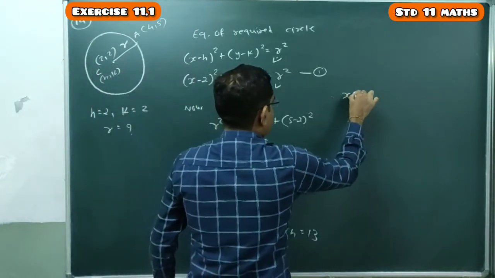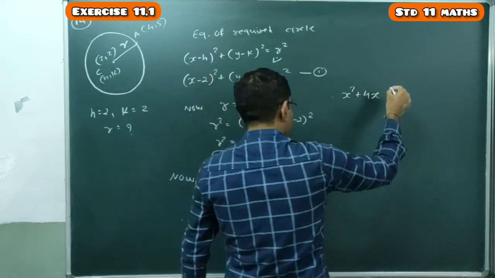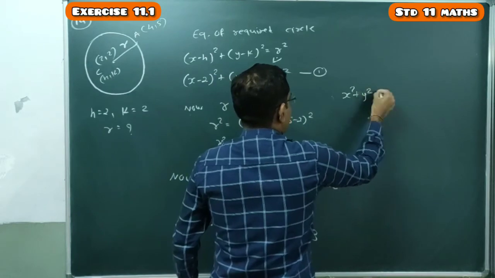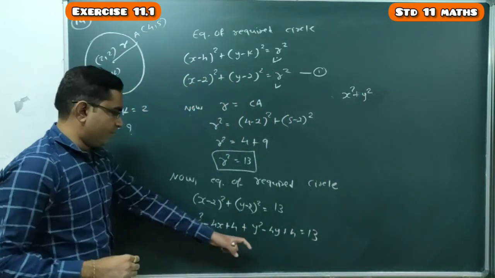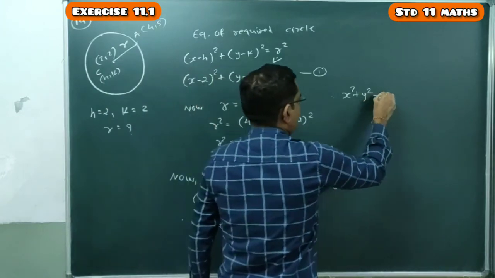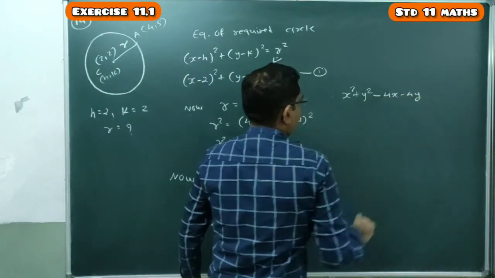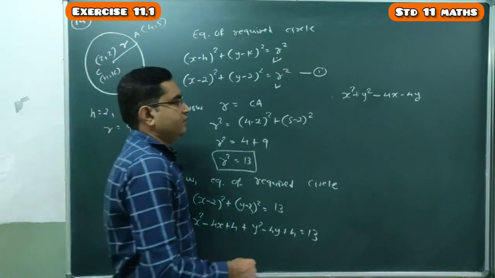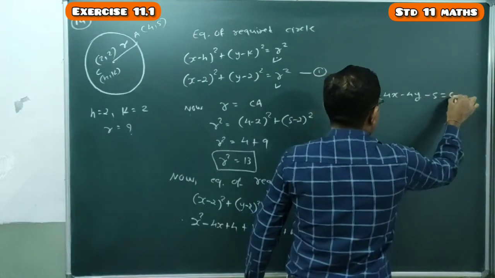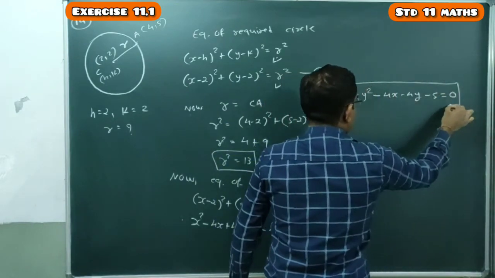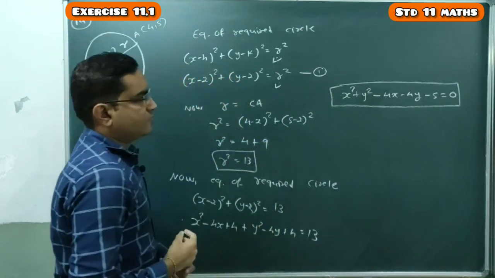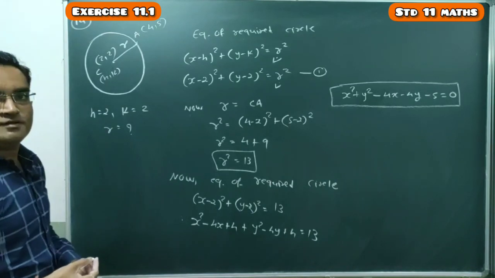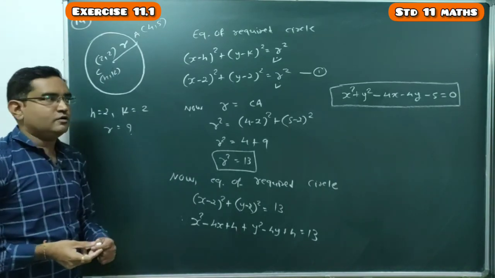So our answer is x square plus y square minus 4x minus 4y plus the constant, which is 4 plus 4, 8, 8 minus 13, minus 5, equal to 0. We have to write it in general form. So this is the equation of the required circle whose center is 2, 2 and which passes through the point 4, 5. Done. So again, pause this video and note it down.